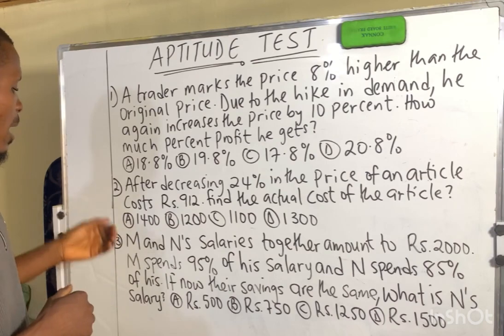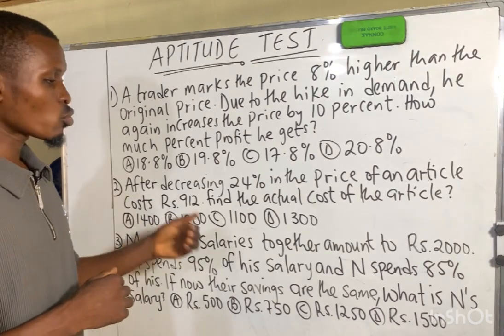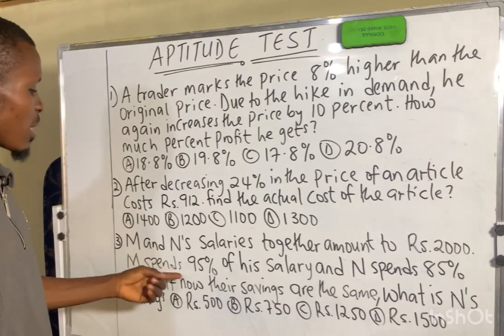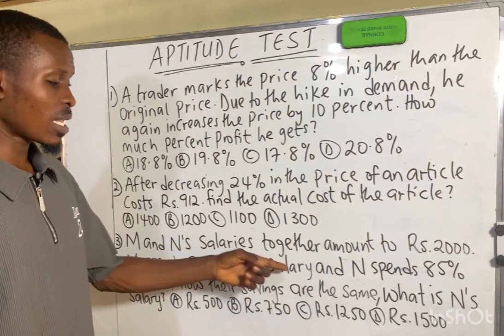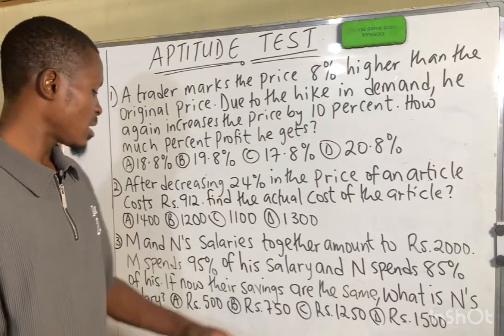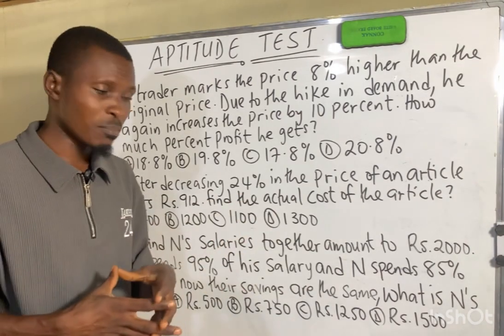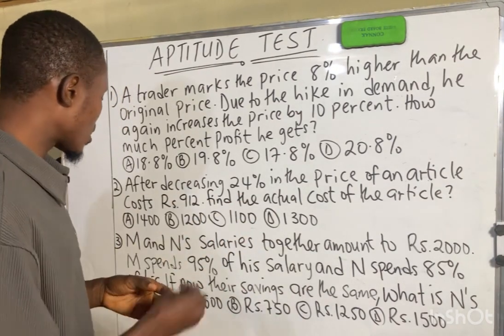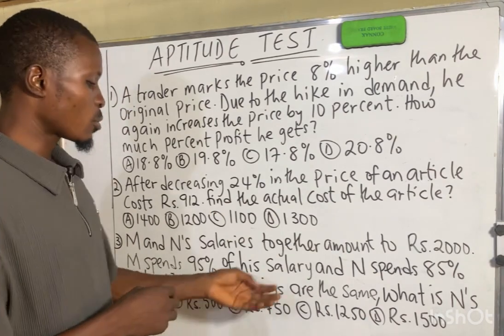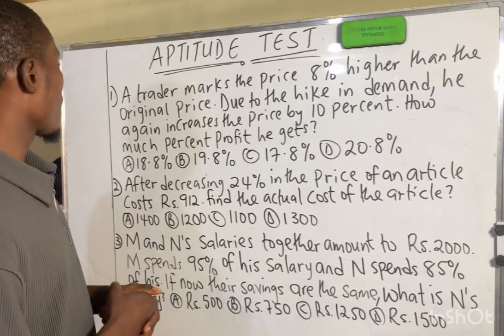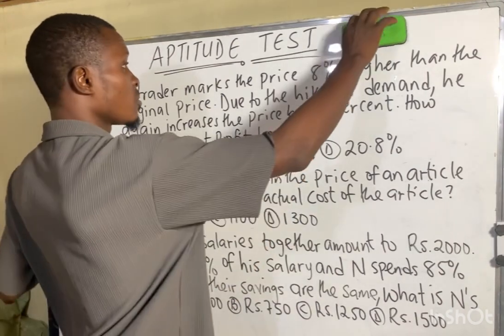Number three, M and N's salary together amounts to 2,000 rupees. M spends 95% of his salary and N spends 85% of his. If now their savings are the same, what is N's salary? You have the options A to D. Okay, so we'll go straight into the solution.